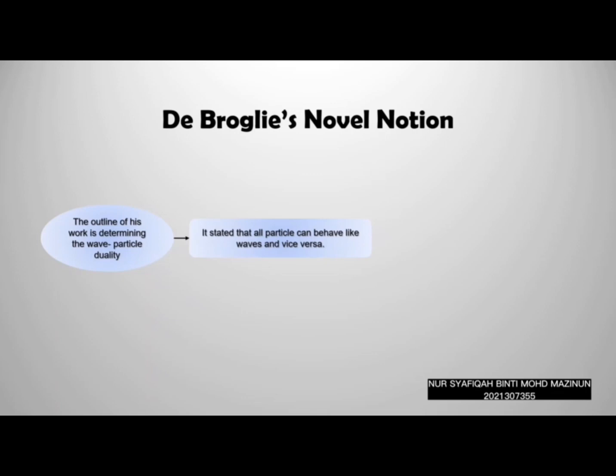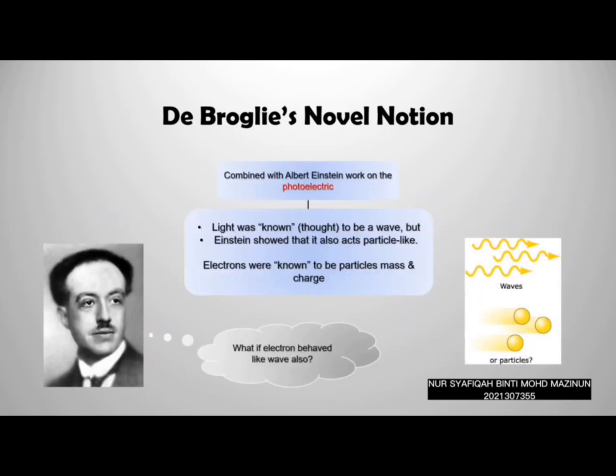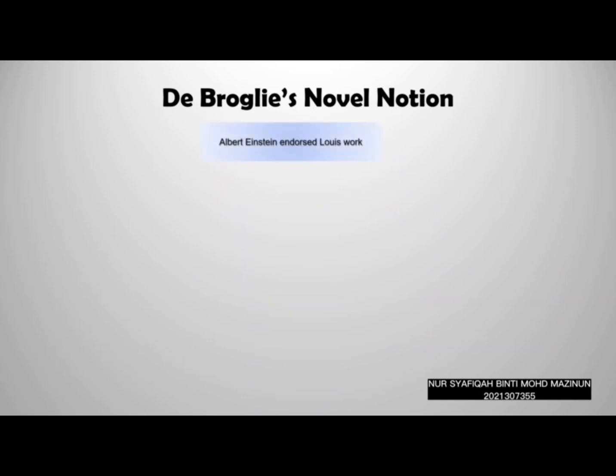This theory led to further discovery with the development of innovation at that time, and also combined with Albert Einstein's work on the photoelectric effect and Planck's work on blackbody radiation. In Louis' perspective, what if electrons behaved like waves also? This thought came out since his discovery stated that electrons were known as particles with mass and charge. From this, he made a big change from the previous theory, which insisted that particles and waves are separate from each other. So, Albert Einstein endorsed Louis' work.